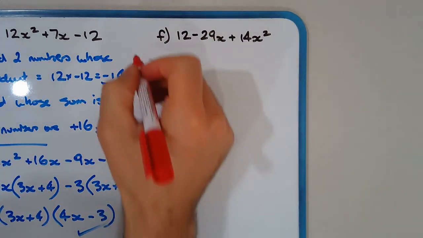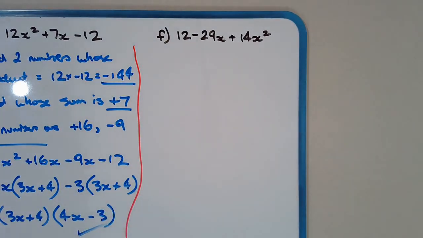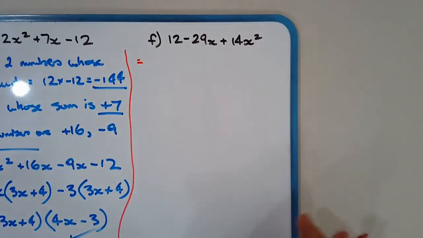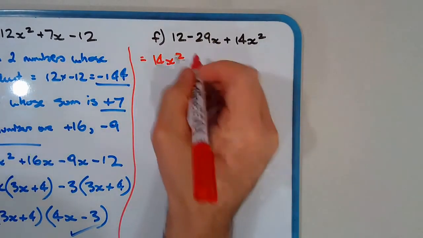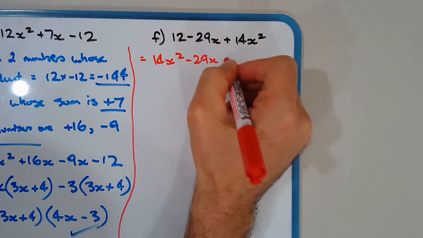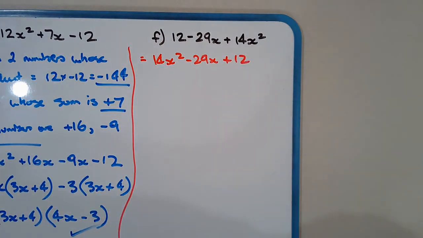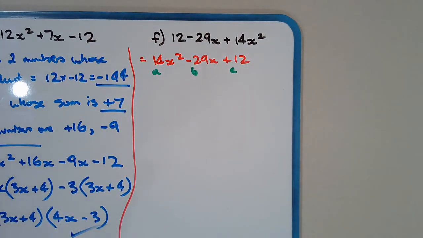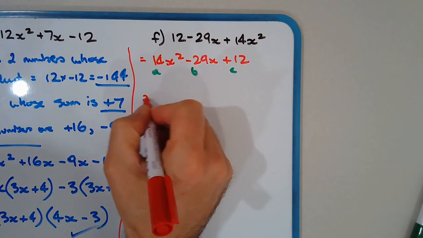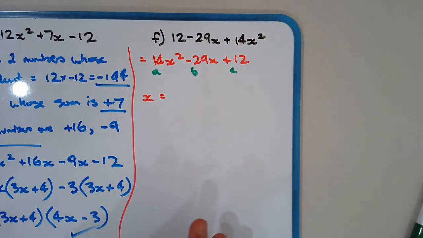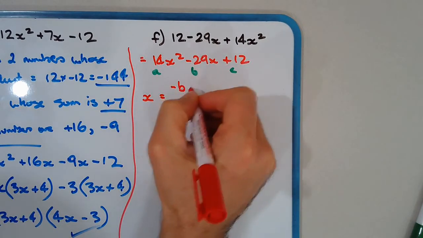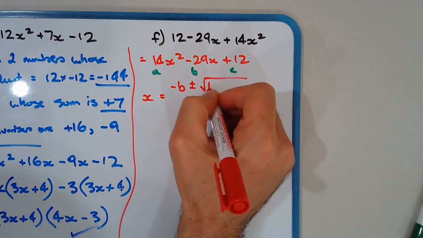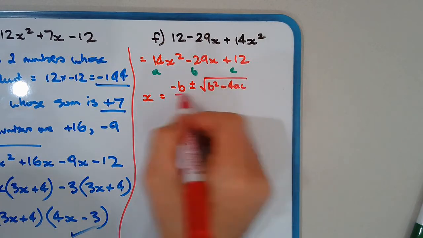So we're going to use the quadratic formula here. I'll use a different color pen for this one. I'm going to write this in the correct order: 14x squared minus 29x plus 12. There's our A, there's our B, and there's our C term. What we need to do is find the two numbers first that are of importance to us, and then we'll work out the factors from those two numbers. So x is equal to negative b plus or minus the square root of b squared minus 4ac, over 2a.